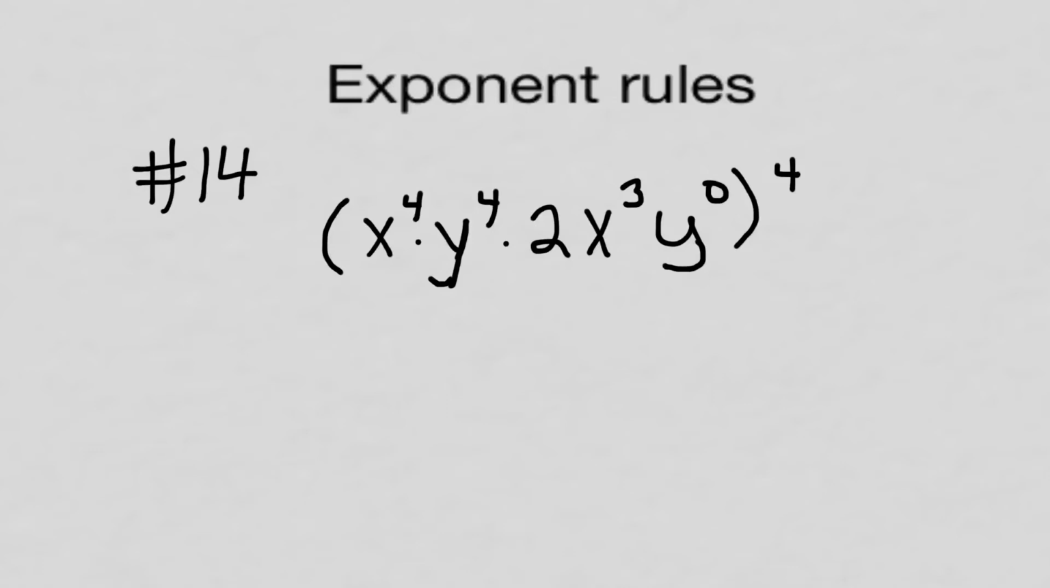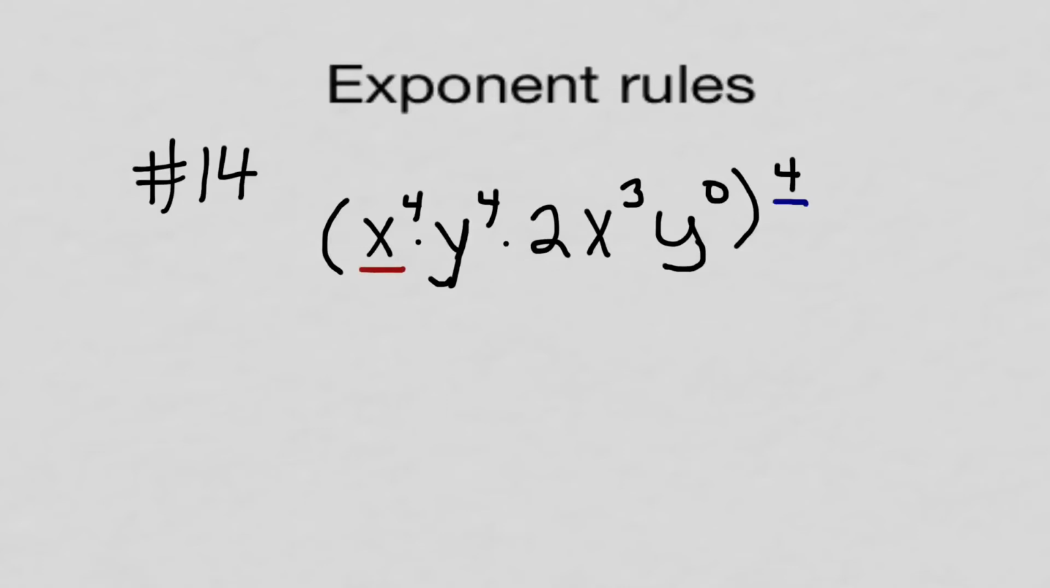All right, number 14. We've got a lot going on inside the parentheses. We've got x to the 4th times y to the 4th times 2x cubed, y to the 0, all that in parentheses to the 4th power. So for this problem, everything inside the parentheses goes to the 4th power. There's not 1, not 2, not 3. There's actually 5 things going on inside these parentheses.